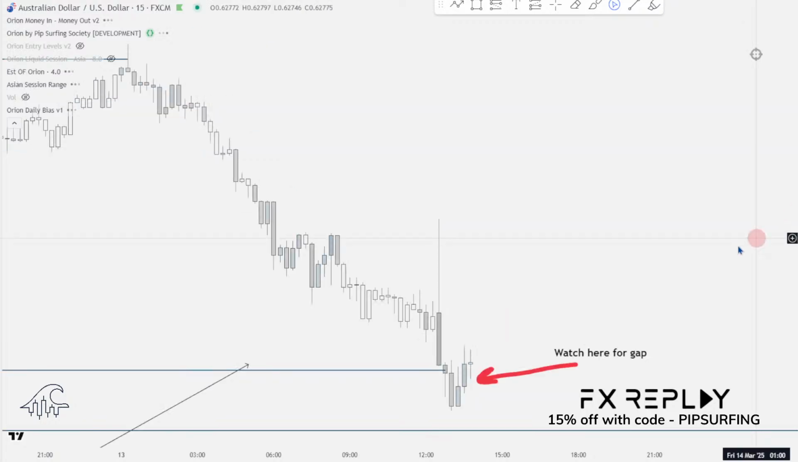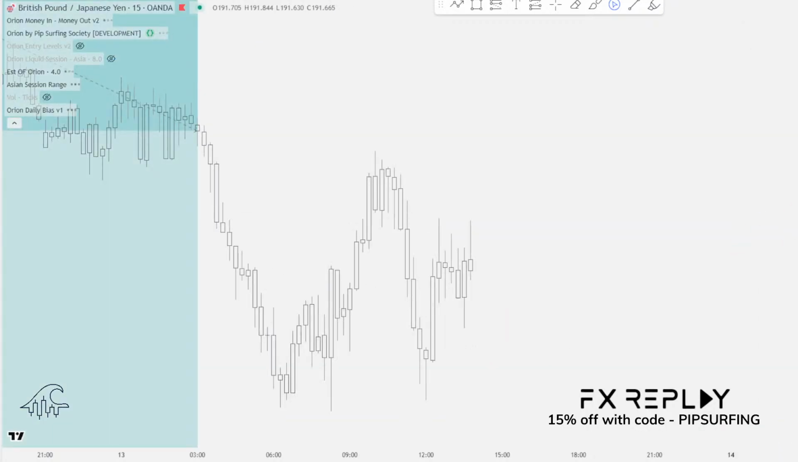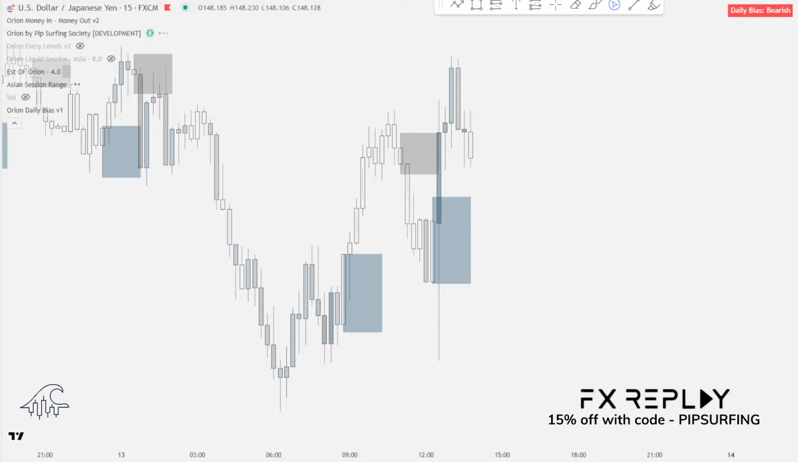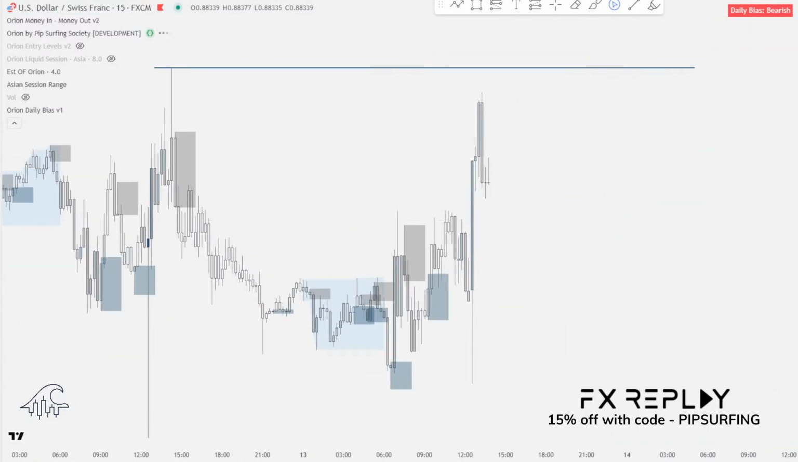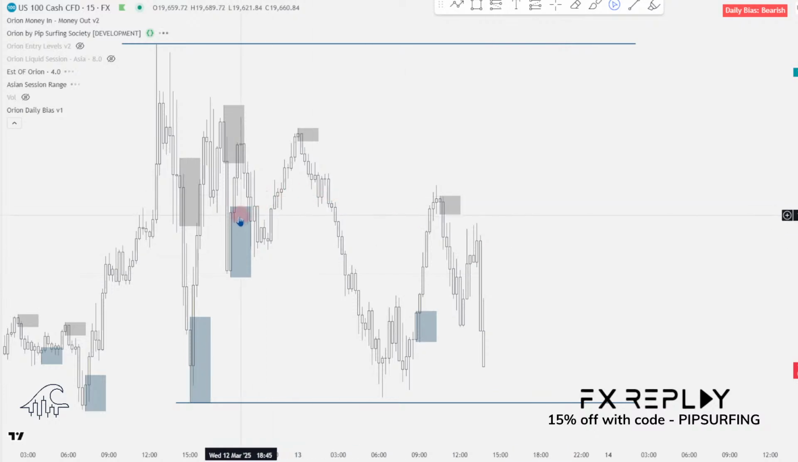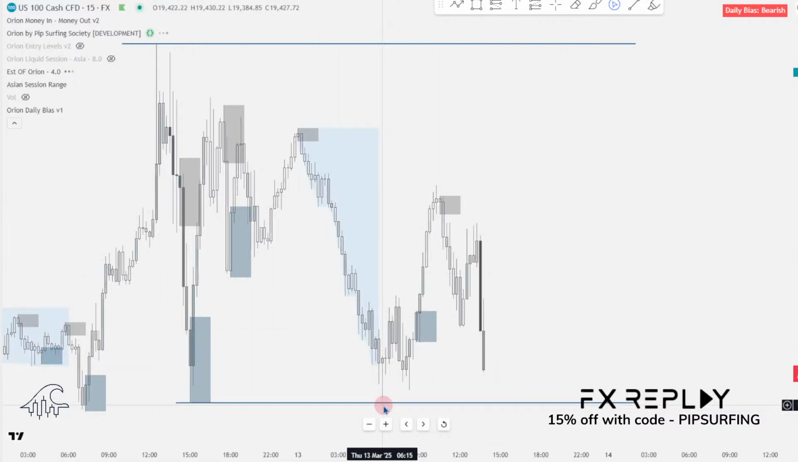Looking like some decent potential setups here. That's 100 coming right down towards this lower level here, so let's just watch it. Big volume coming in here as well.